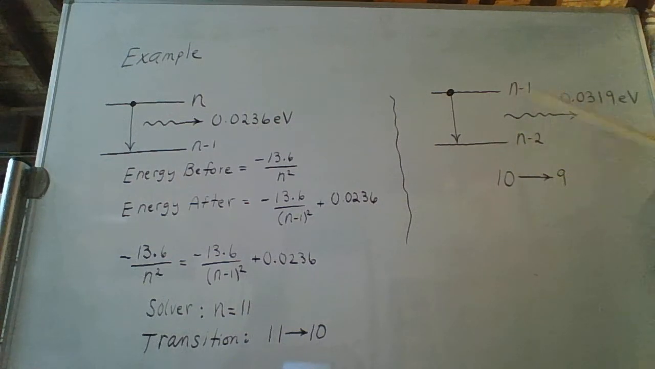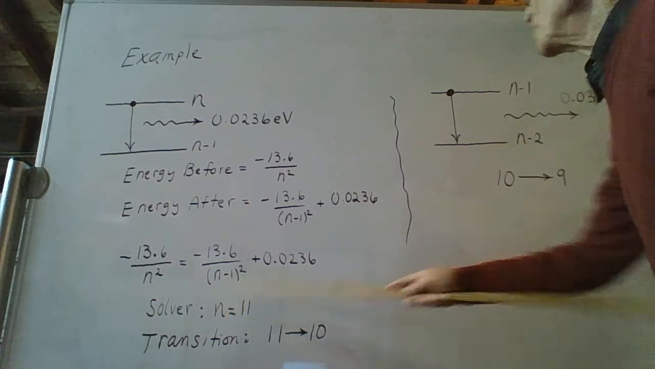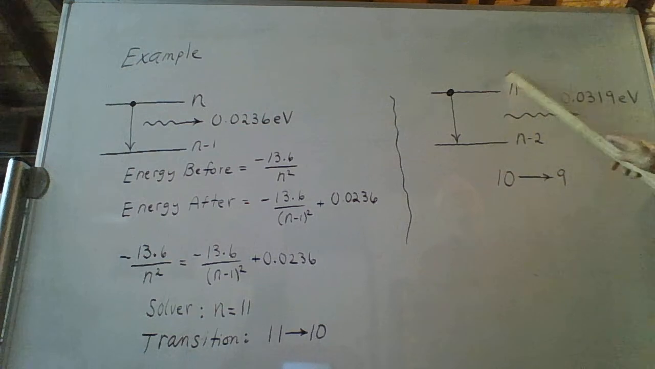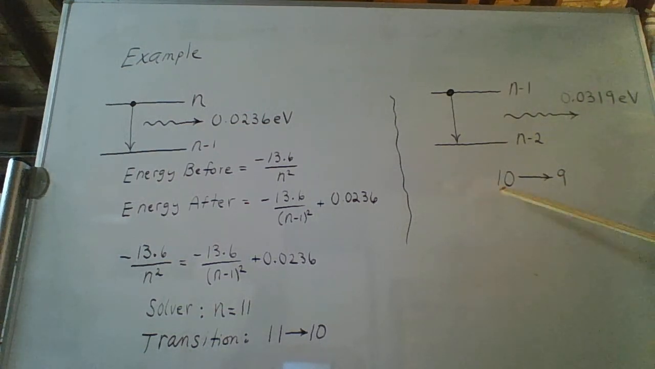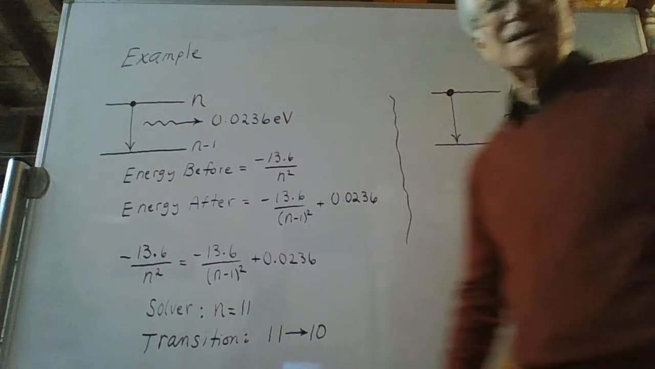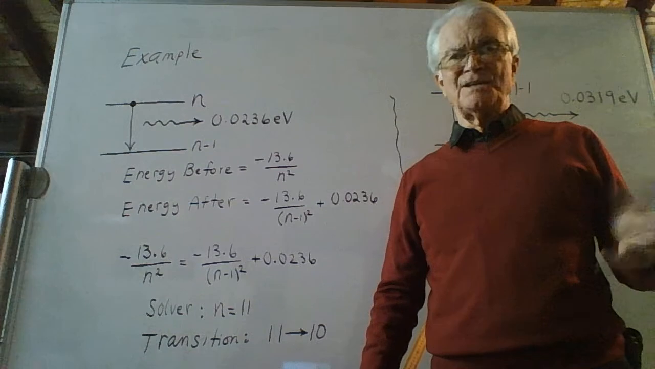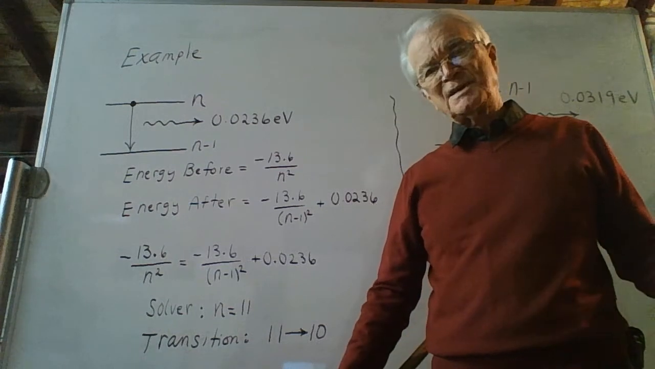You don't need to solve this equation to see what transition occurred, because you already know the value of n from the previous work. n is 11, so this state is 11 minus 1, or 10. And this is 9. So just write down right away that the other transition, the subsequent one, is 10 to 9.